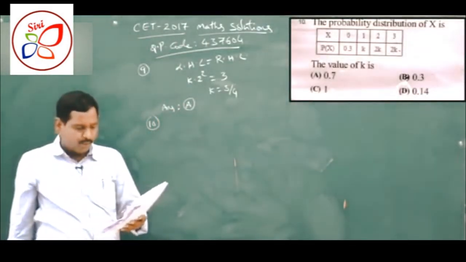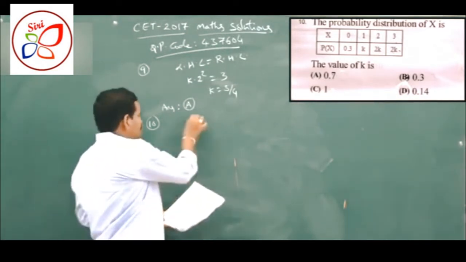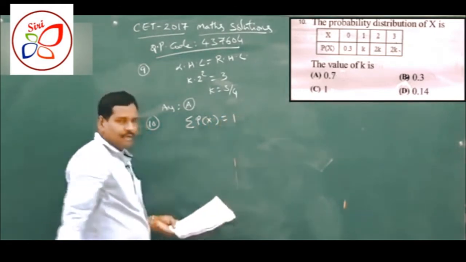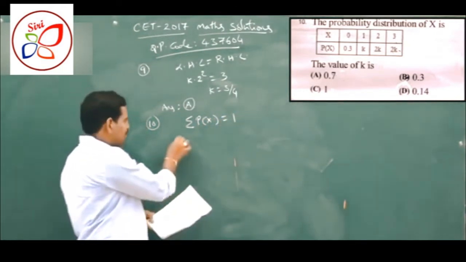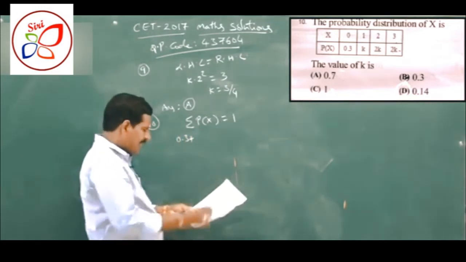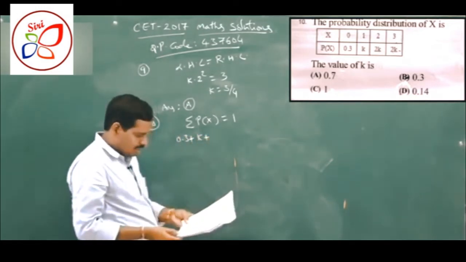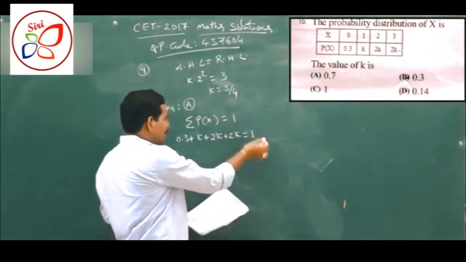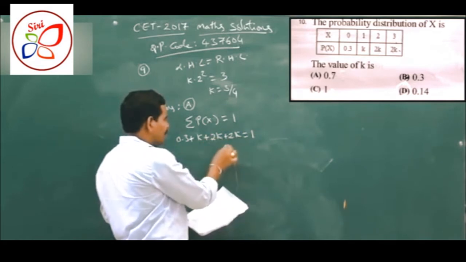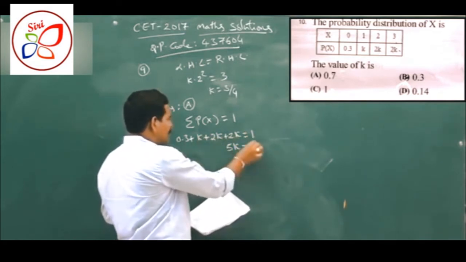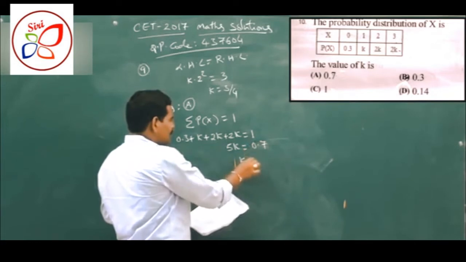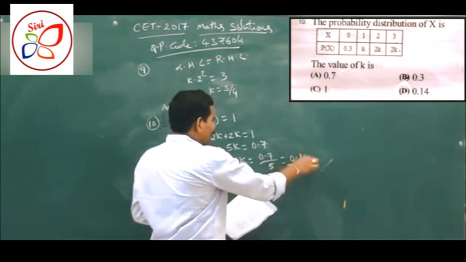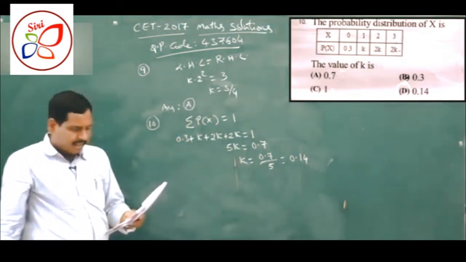Question number 10. This is on probability. We know that the sum of probabilities of x is always 1. So add the resultant probabilities. First one is 0.3, second one is k, third one is 2k, fourth also 2k, equal to 1. 2 plus 4 plus 1, 5k is equal to 1 minus 0.3, 0.7. So k is equal to 0.7 by 5, means 0.14. So option is D.